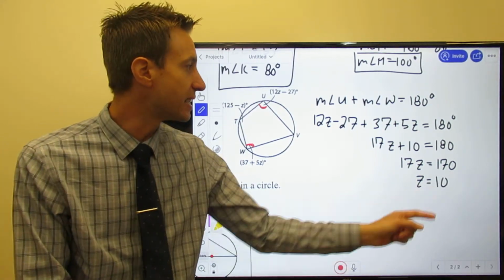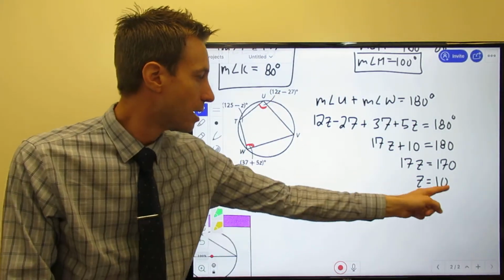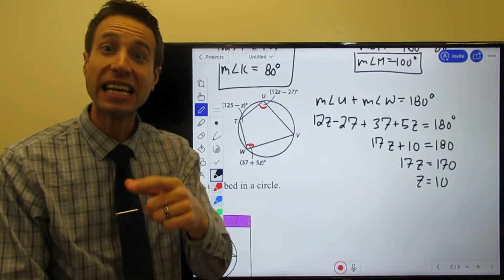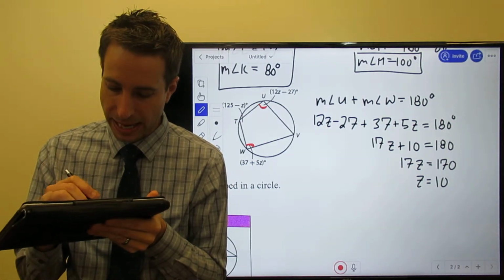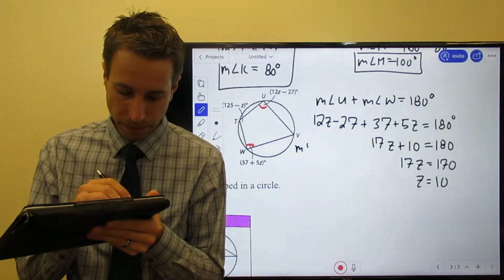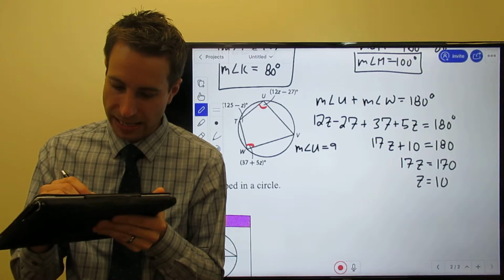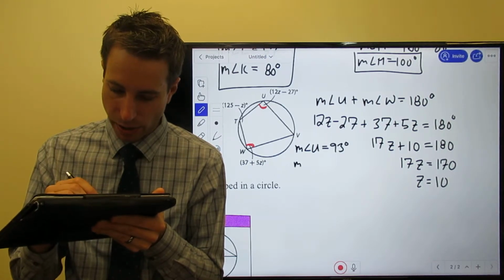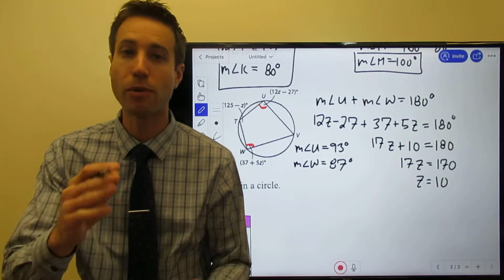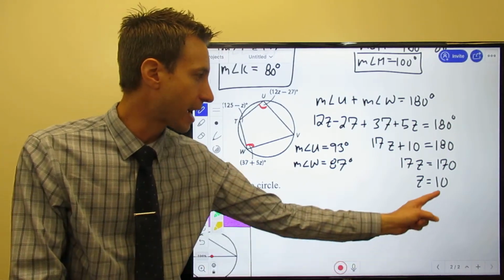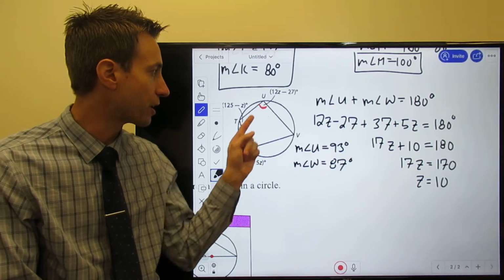All right, guys, now that you know z is 10, plug and chug. Don't fat finger something on your calculator. Plug a 10 in for z, even to find the measure of angle T. You do that and you should get the measure of angle U is 93 degrees. The measure of angle W is 87 degrees. Again, remember, all I'm doing is plug and chug. You already found z, you're just plugging that into the expressions I've given you for each of these angles.